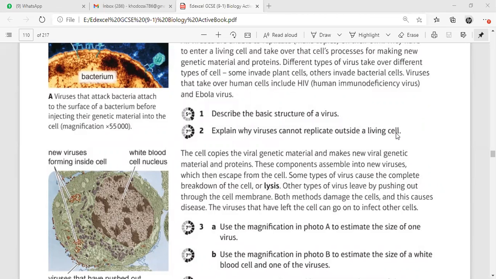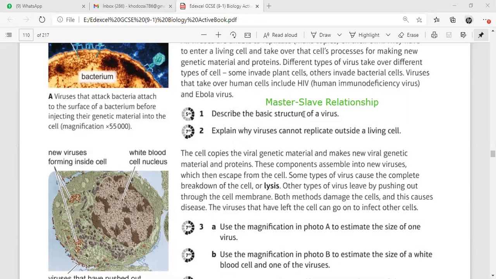Make note of this. Once the virus particle is able to make entry into a living cell, only then will it take over the machinery of the cell and make the cell structure work for it. We call it the master-slave relationship. Please make note of this. This relationship is called the master-slave relationship.